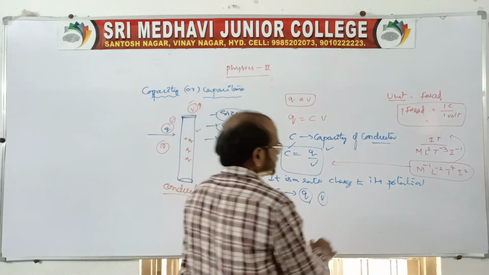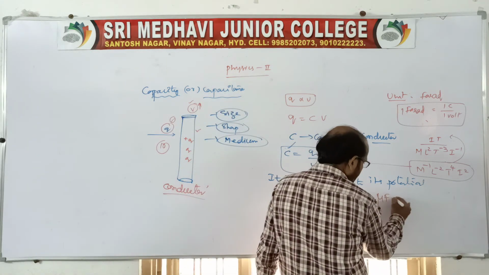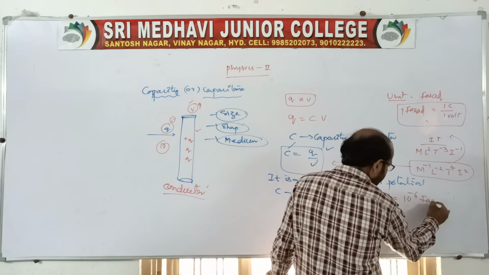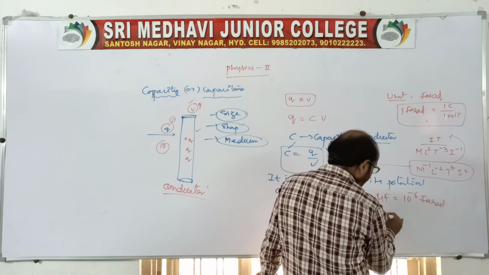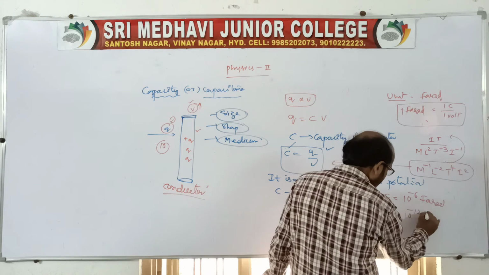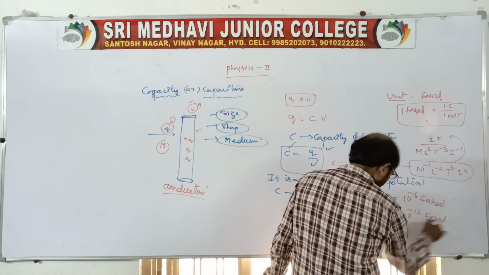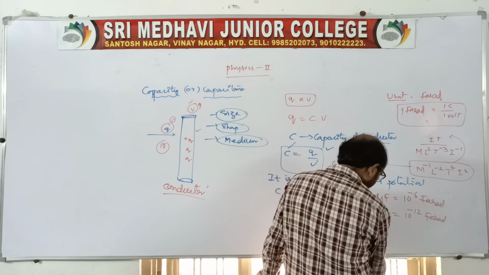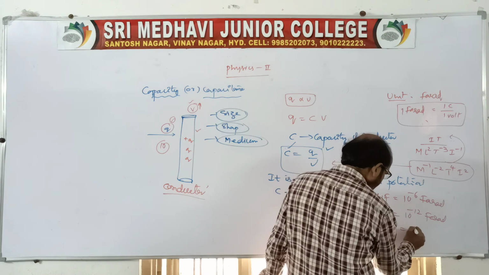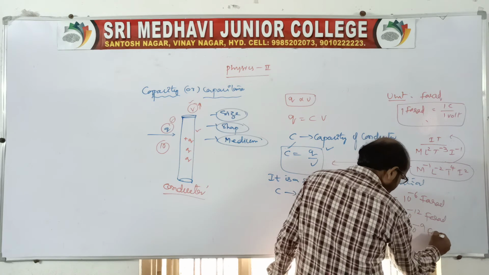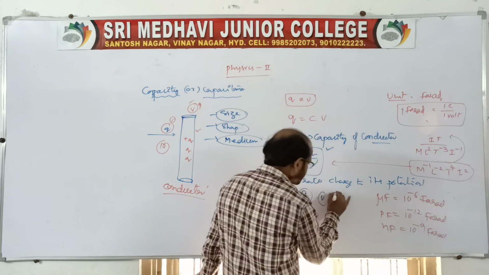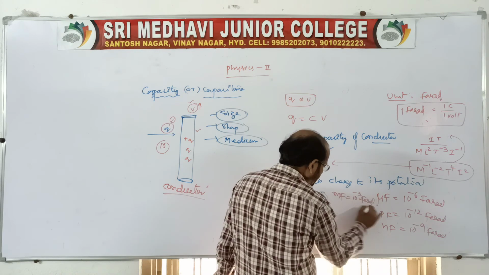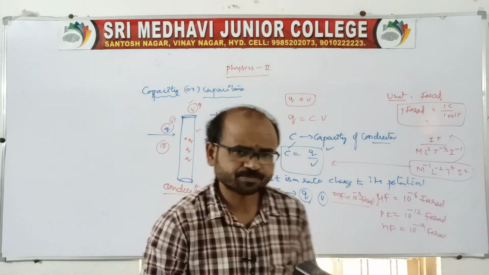Generally we have the microfarad, which is 10 power minus 6 farad. The picofarad is 10 power minus 12 farad. The nanofarad is 10 power minus 9 farad. The millifarad is 10 power minus 3 farad. These are important for problems.